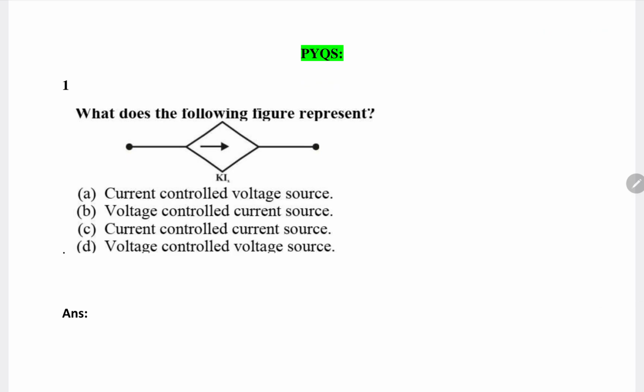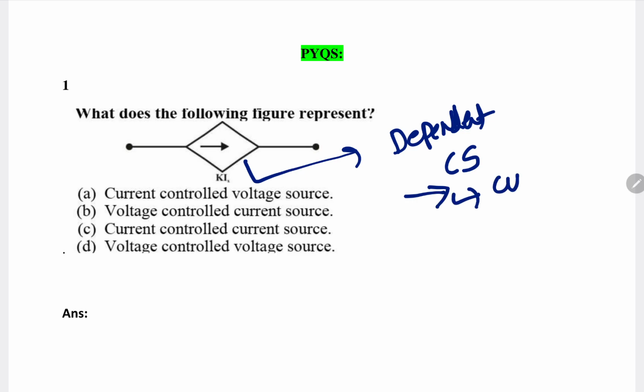What does the following figure represent? Here the diamond symbol means it is a dependent source, which we can also call a controlled source. An arrow is represented, which means it is a current source. So it is a dependent current source. Dependent current source means the current value depends upon something. It is given as KIX, the current source value depending upon some other current.